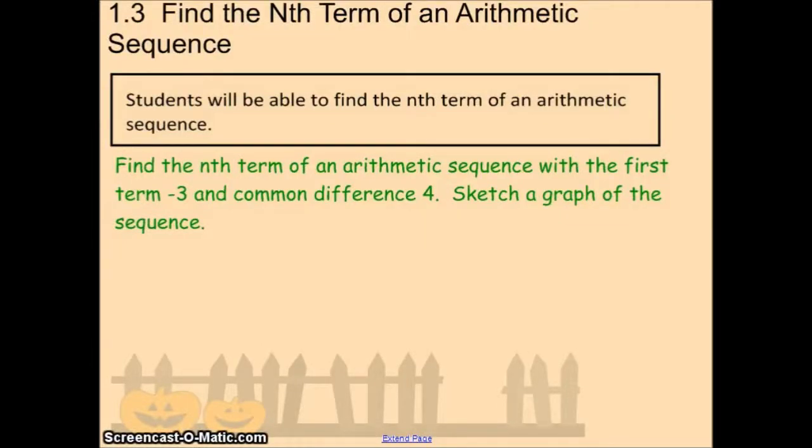This is pre-calc notes on section 1.3. Find the nth term of an arithmetic sequence. The objective: students will be able to find the nth term of an arithmetic sequence. Okay, we're going to start out with a pretty easy problem.